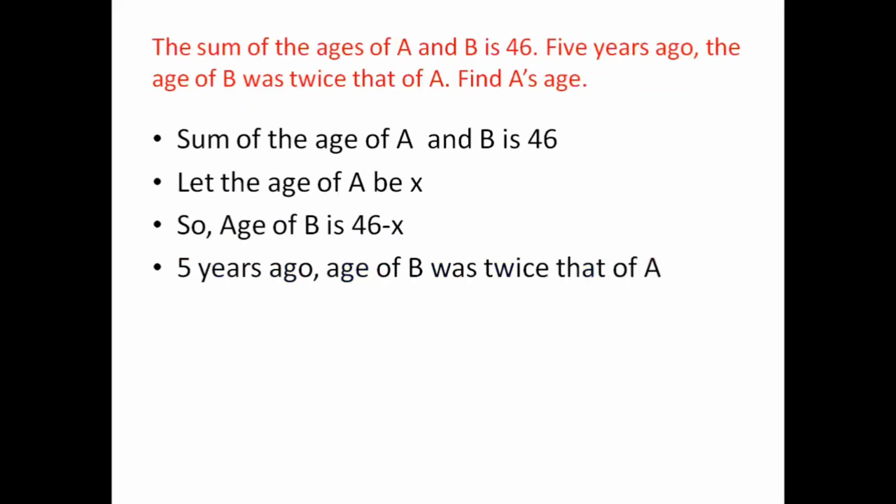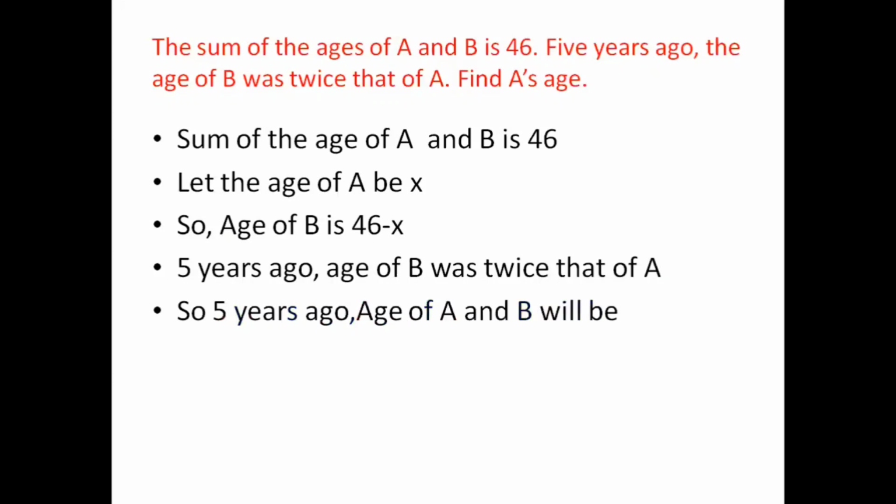5 years ago, the age of B was twice that of A. So 5 years ago, the ages of A and B will be: A is equal to x minus 5. We need to subtract those 5 years from the current age of A. So A's age is x, so we will subtract 5 years from A's age, that is x minus 5. Same way we will subtract 5 years from B's age as well. So B is equal to 46 minus x minus 5. So 46 minus 5 is equal to 41 minus x.